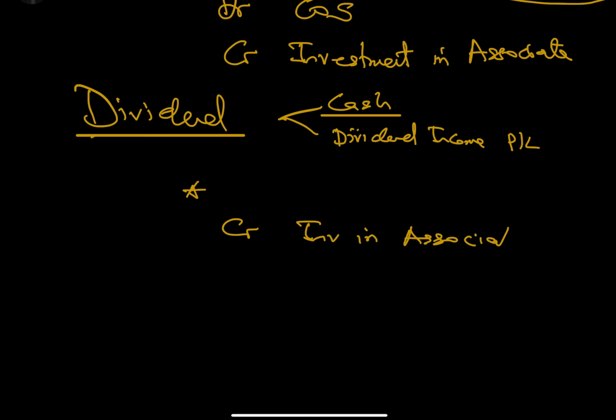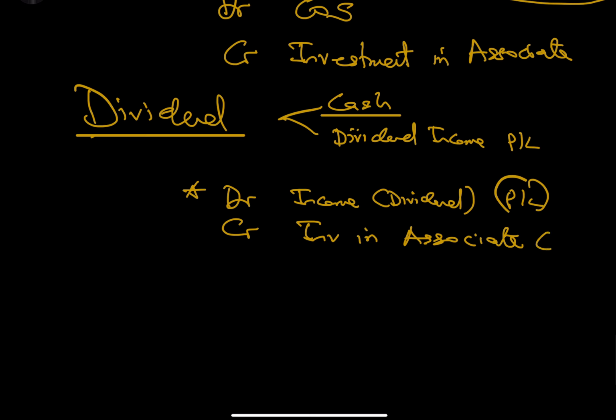So we'll credit investment in associate, and we're going to debit income, which is dividend income. This is P&L. We need to debit, and this is a statement of financial position, right? So please take note, because we have done equity accounting, we cannot allow dividend income to stay in the group account again, because that will be double counting. And that is it for all the adjustments.